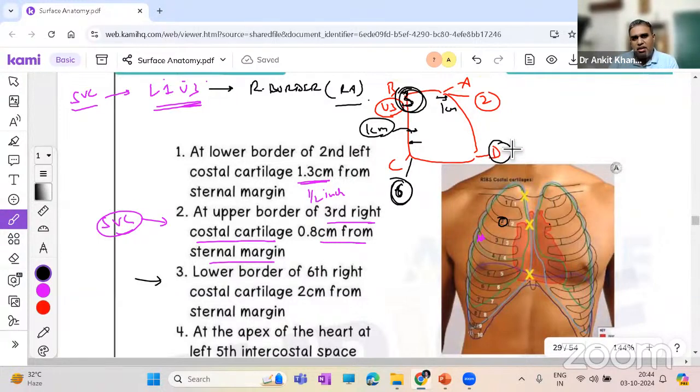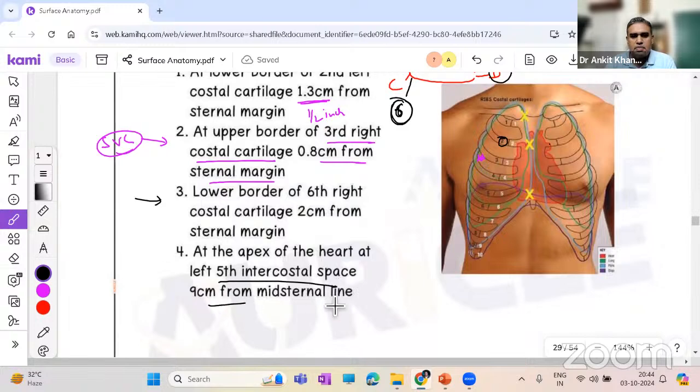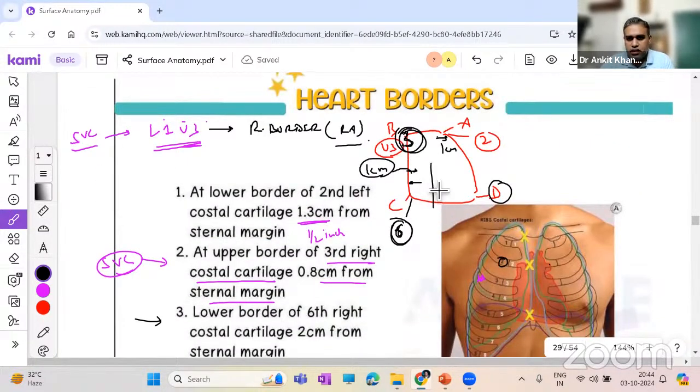This D point is a bit far away, we'll see. At the apex of the heart, at the left fifth intercostal space, 9 centimeter from the mid-sternal line. So this is a bit far. This is the mid-sternal line. This distance is around 9 centimeter. Which cartilage is this? Fifth. This was second.